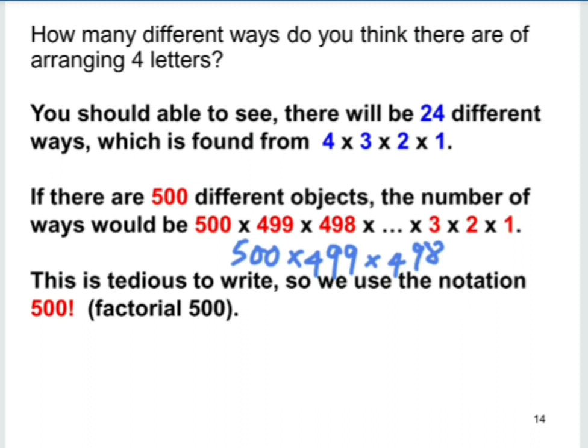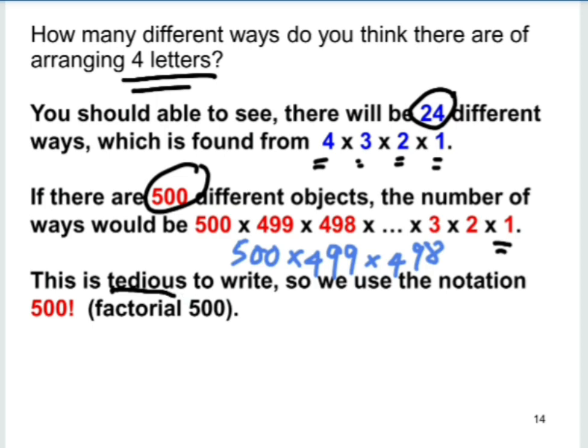Then we look at how many different ways there are of arranging 4 letters. You should be able to see 24 different ways, which is found from this. To arrange 4 letters, we multiply 4 times 3 times 2 times 1. If there are 500 different objects, the number of ways should be 500 times 499 times 498 until 1. This will be very tedious and very long to write. So we use the notation 5 factorial to simplify the way to write it.